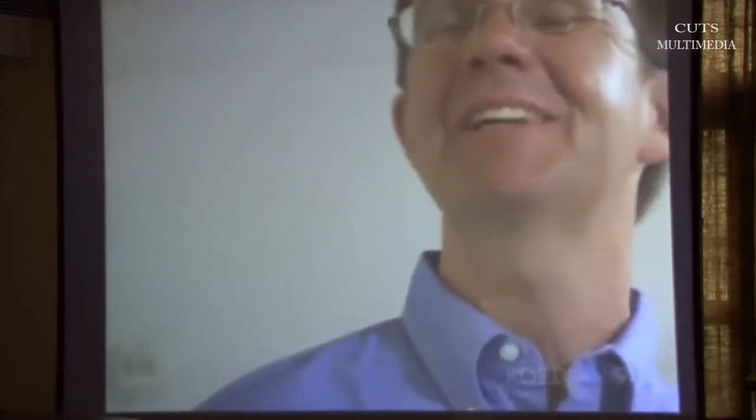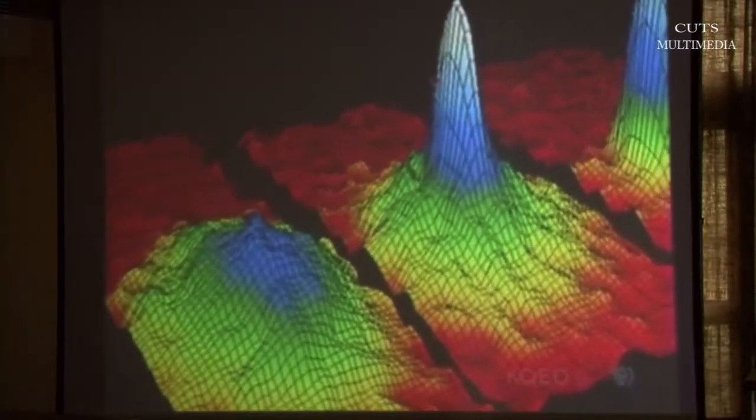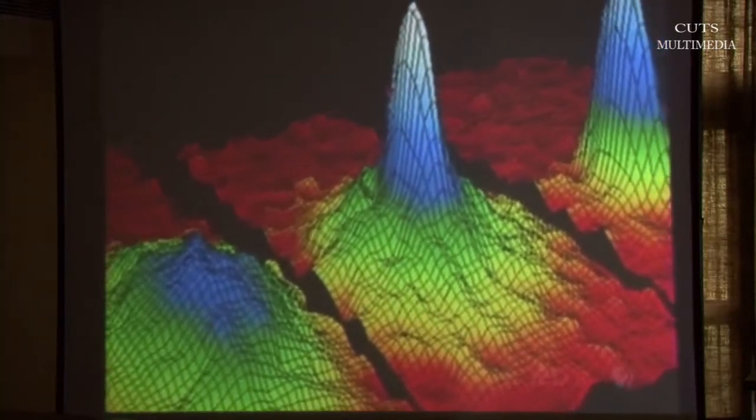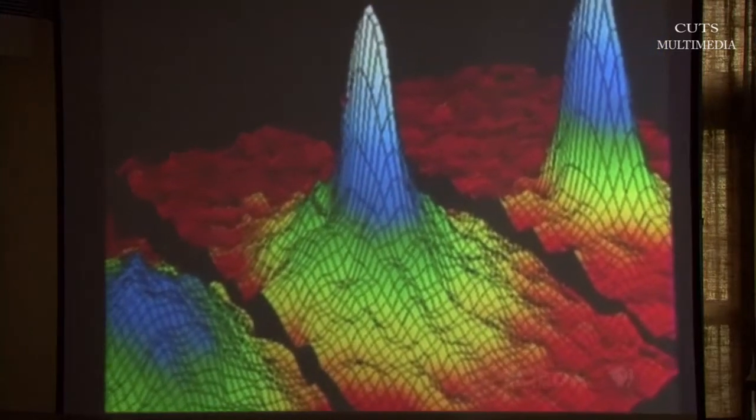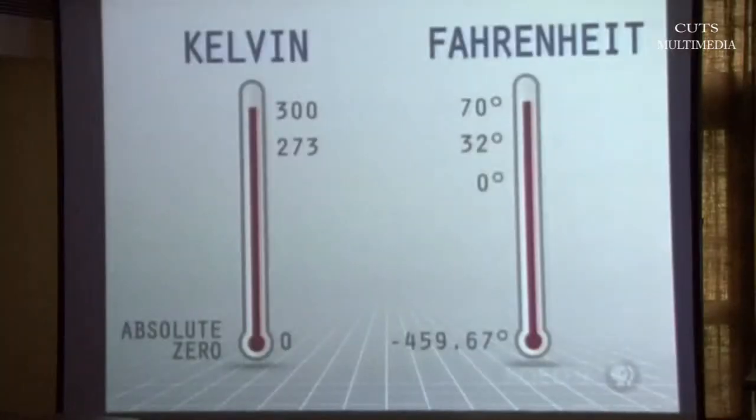Liquid nitrogen isn't even close. He and his colleagues won the Nobel Prize for using it to discover a new state of matter. Cornell says we're headed to a place so cold. This is Eric Cornell, who got the Nobel Prize for discovering Bose-Einstein condensates.